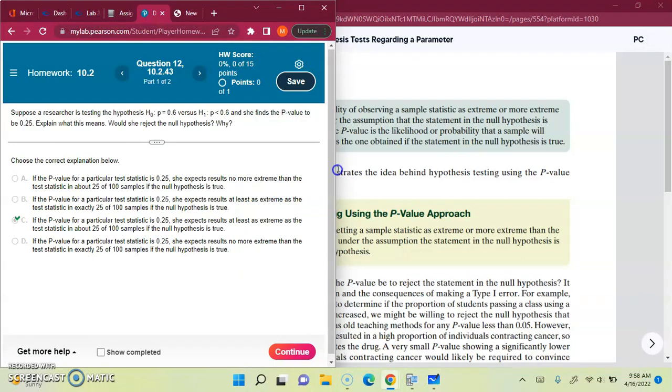So based on that conversation on the definition, when you see the words at least as extreme, that's important. And probability is always about chances, right? We are never exact. So it has to be about 25 out of 100 samples. So that is the correct option.